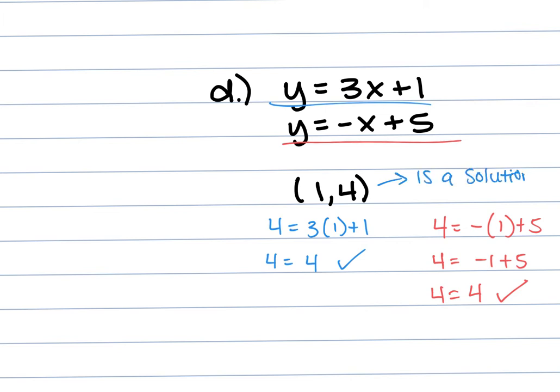Okay. So you must check both equations. If it works for one and doesn't work for the other, it's not a solution. If it doesn't work for either, not a solution. If it works for both, we've got our solution, okay? That is where both lines will intersect.